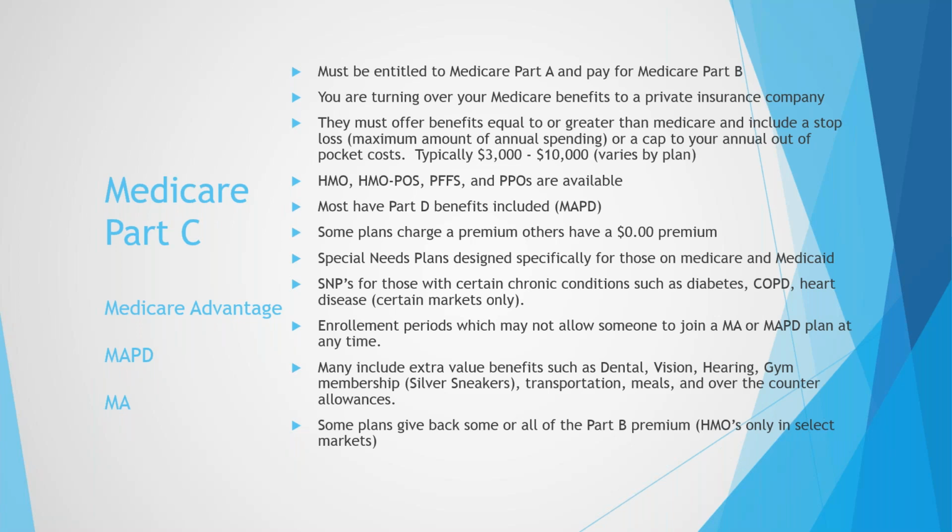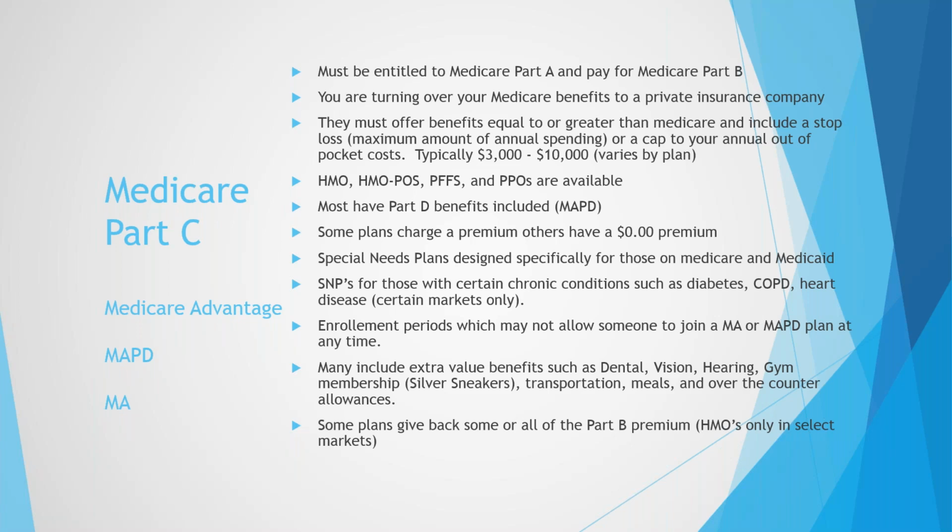There are multiple different plans available: HMO, HMO POS, PFFS, PPOs. Most of them have Part D benefits, MAPD. Not all of them do, but most of them do. Some of them charge a premium, others have a zero premium. Special needs plans are designed specifically for those on Medicare and Medicaid. They're called D-SNP, dual special needs plans, Medi-Medi D-SNP. There are SNPs for those with certain chronic conditions such as diabetes, COPD, heart disease, only in certain markets, and they're called C-SNPs, chronic special needs plans.